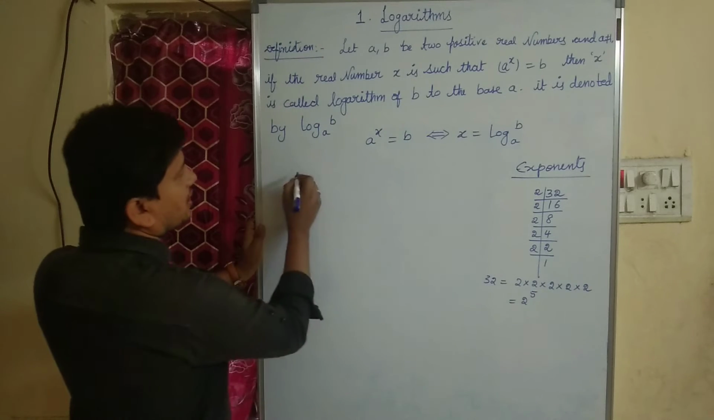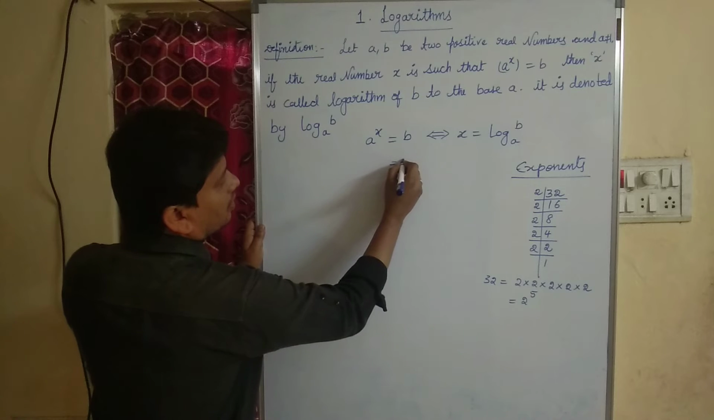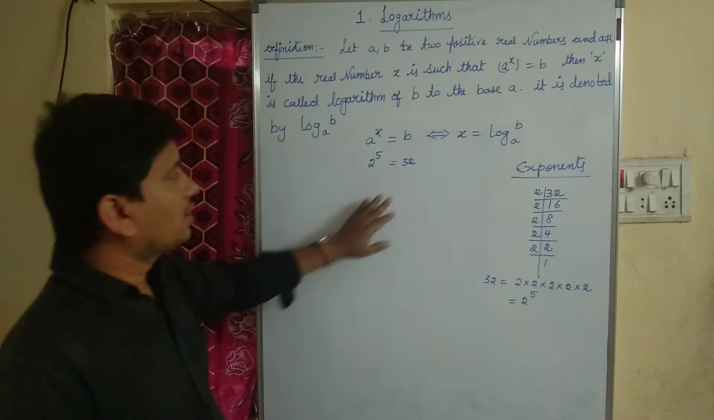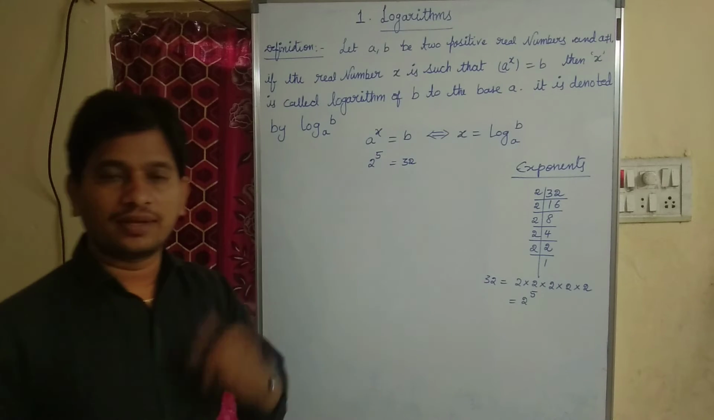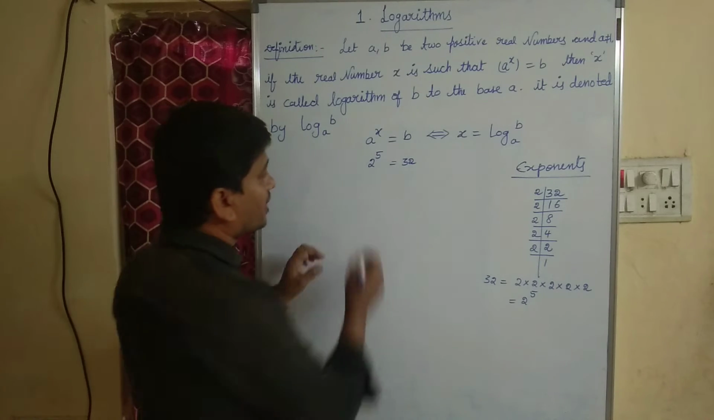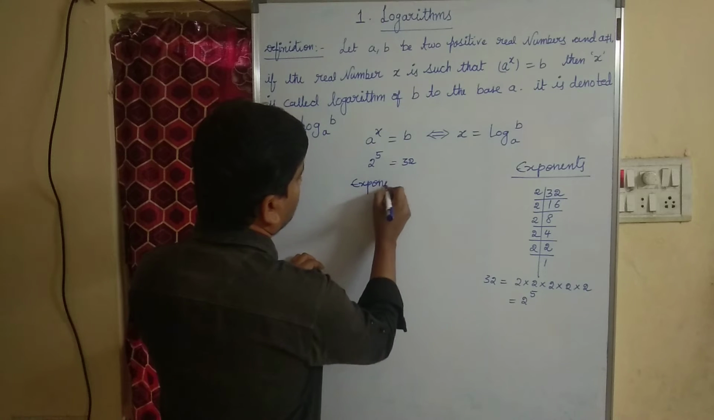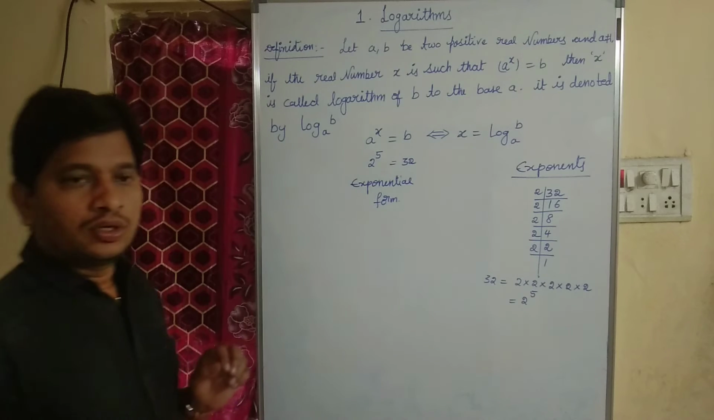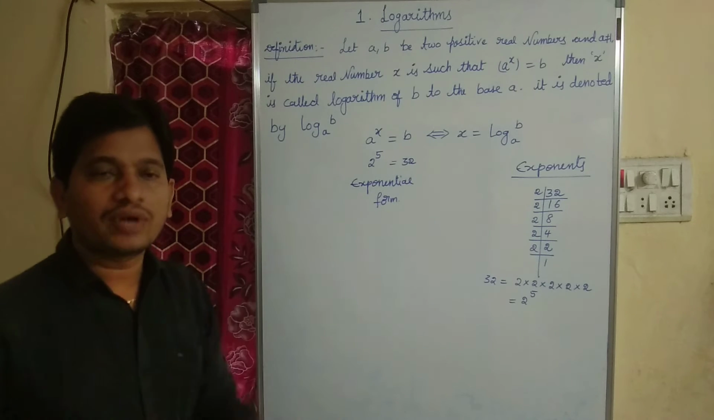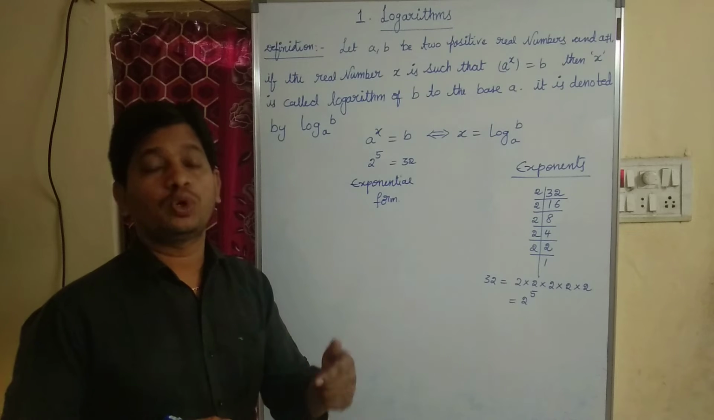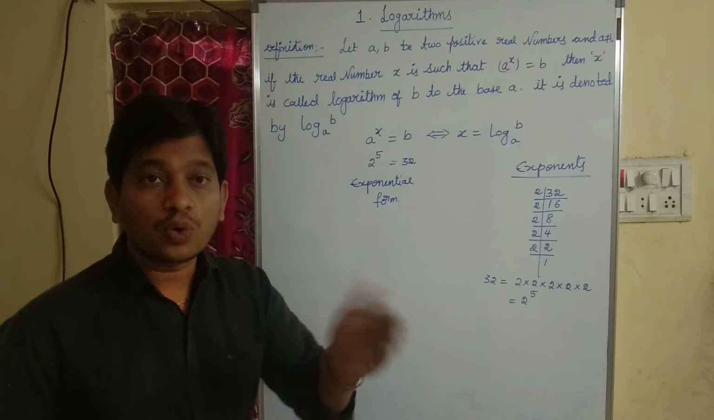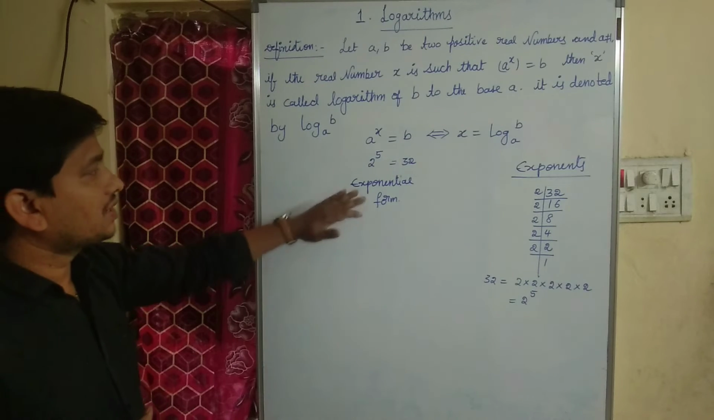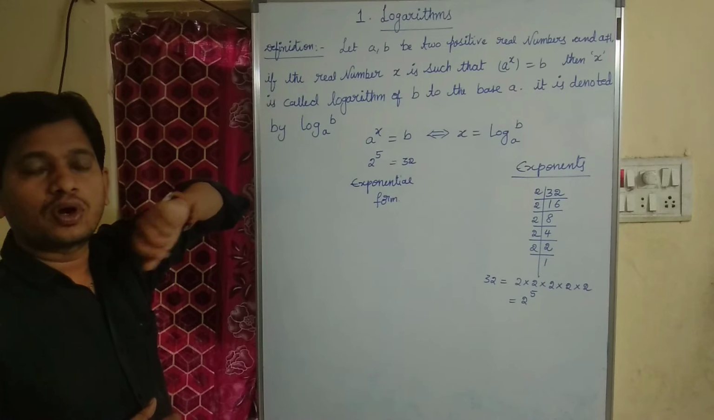So how can we write 32? We can write 32 as 2 raised to the power 5. This is called our exponential form. Now the thing is, how to write an exponential form into logarithmic form, or how to write logarithmic form into exponential form. If you understand this, then we can go with the concept of logarithm.